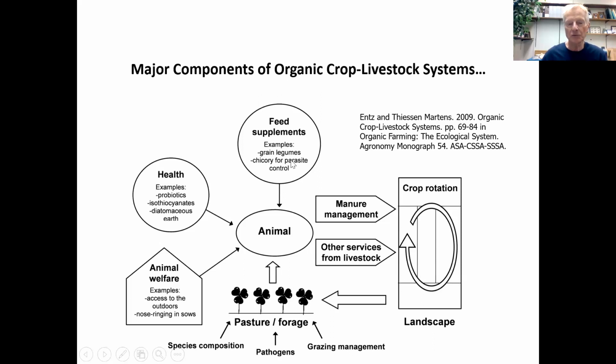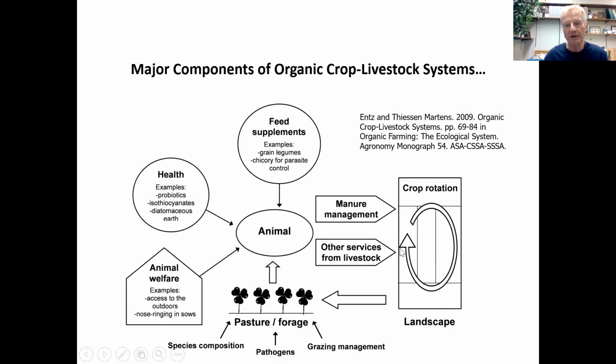chicory for parasite control in ruminants, and maybe the chicory is actually grown in the pasture and the animals graze it. We have to think of the animal health, and there's all kinds of approaches like isothiocyanates to improve gut health of animals. And then animal welfare, access to the outdoors, no nose ringing and that type of thing also need to be considered. And then the animals produce manure, and that goes on the cropland, and that's really useful.